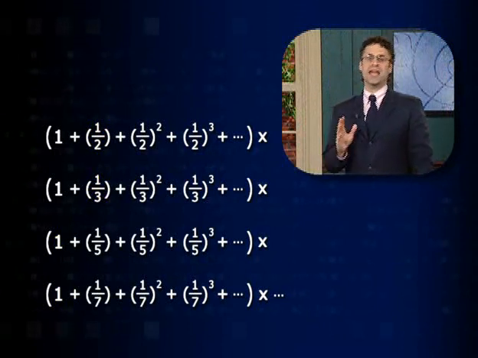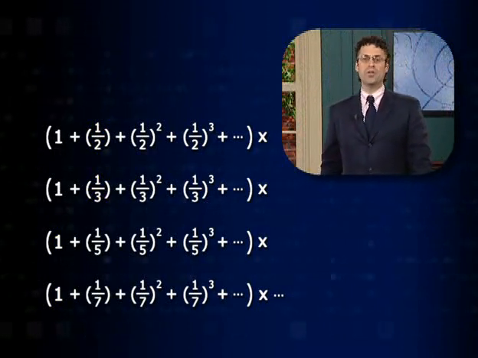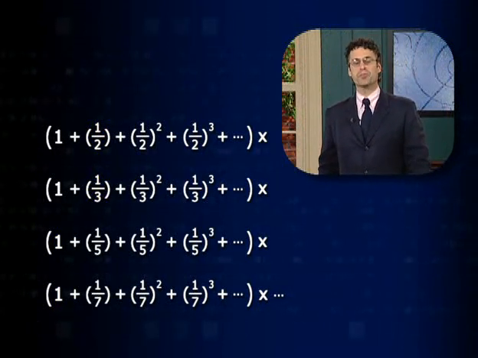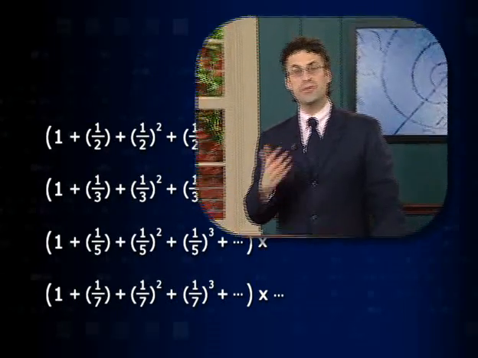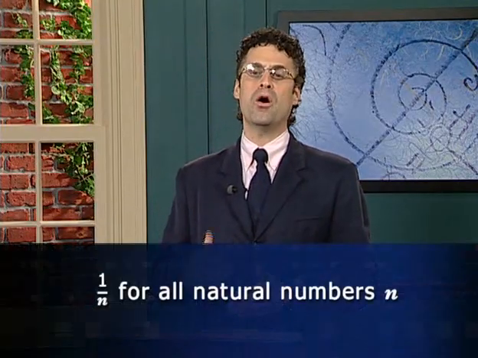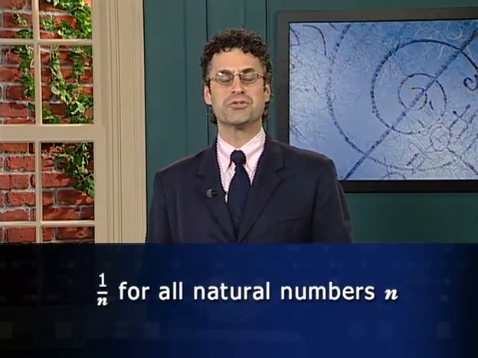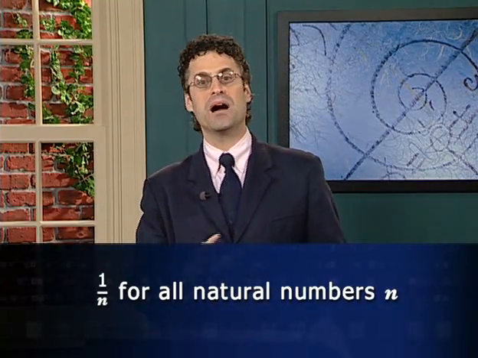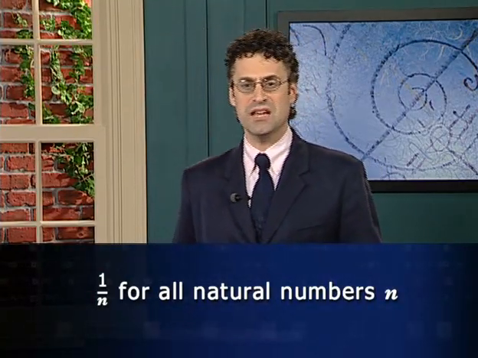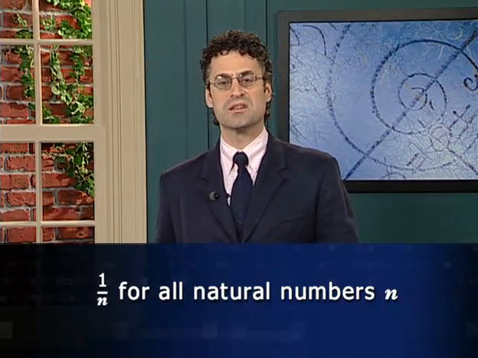Well, because we have the reciprocals of all the powers of all the primes, then by the fundamental theorem of arithmetic that we discussed in the previous lecture, we know that this process will produce all the numbers of the form 1 over n for all natural numbers n. And by the uniqueness of the factorization, the reciprocal we see will only appear once in our sum.